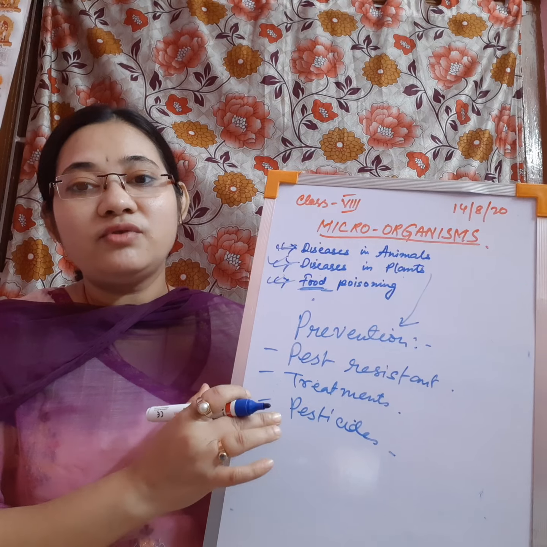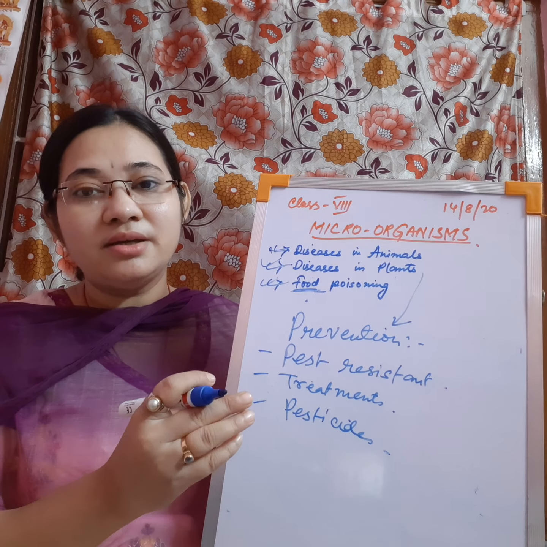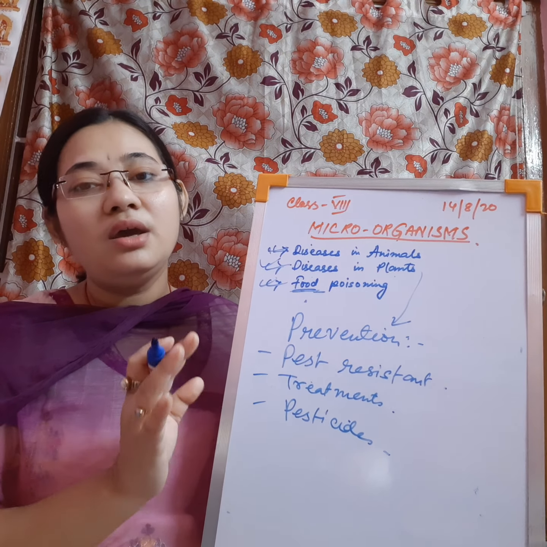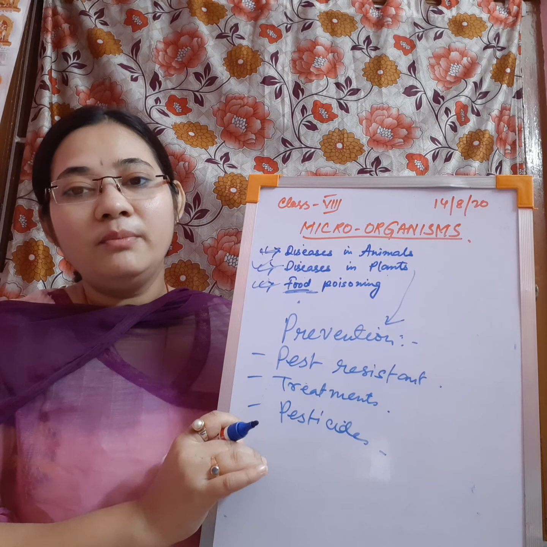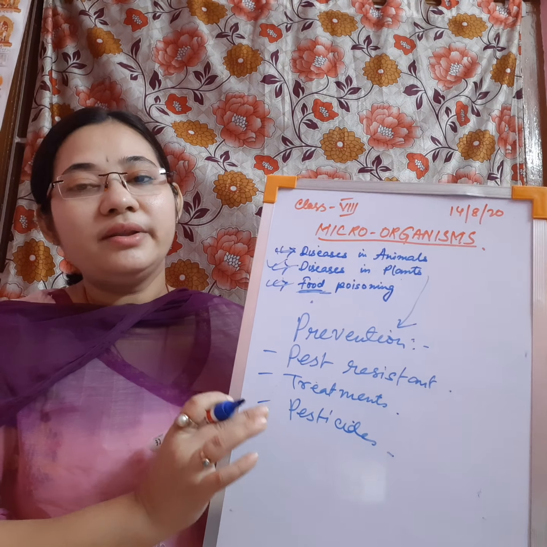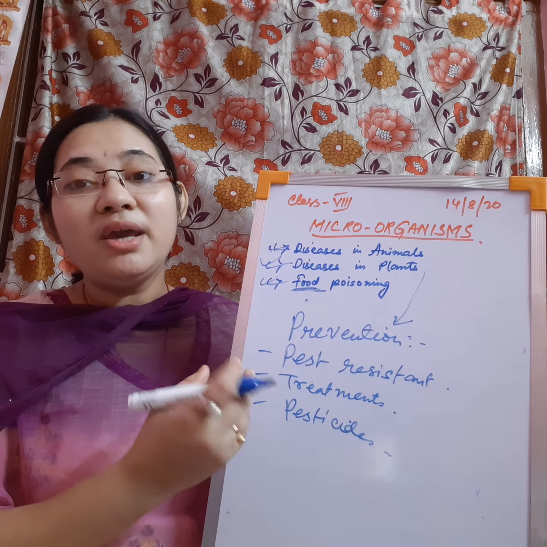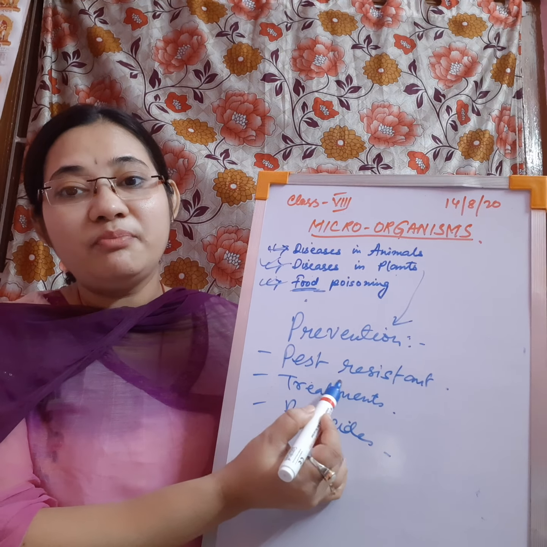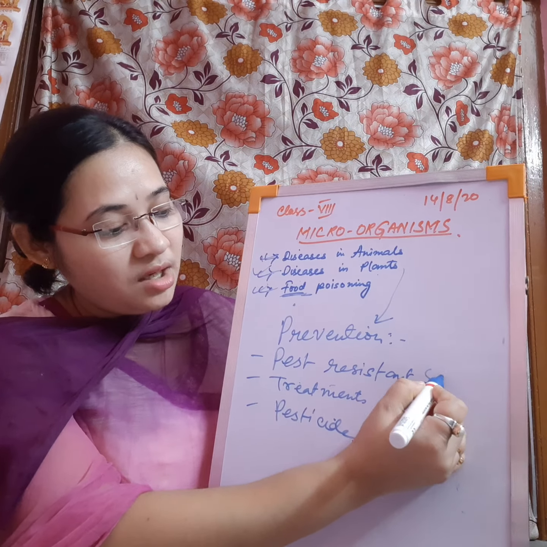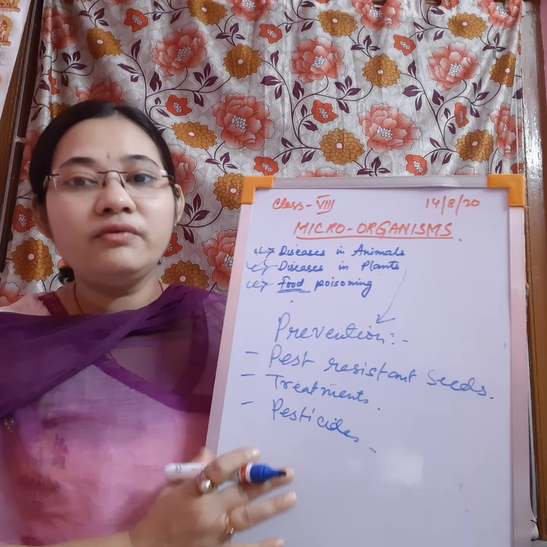So we have to sprinkle pesticides on the plants as well as on the crops in order to protect them from diseases. Okay, because these diseases are basically transmitted by air or by soil or by infected seeds. So high quality pest resistant seeds are very, very important. We will have to use such kind of seeds.